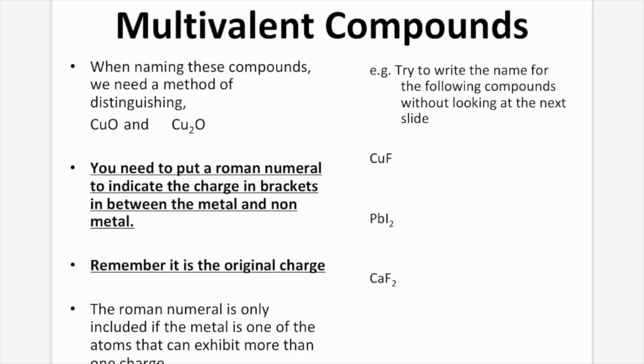Multivalent compounds. When naming these compounds, we need a method of distinguishing CuO and Cu2O. You need to put a Roman numeral to indicate the charge in brackets in between the metal and the non-metal. Remember, it's the original charge. The Roman numeral is only included if the metal is one of the atoms that can exist in more than one charge. It's only included if it's one of the multivalents.